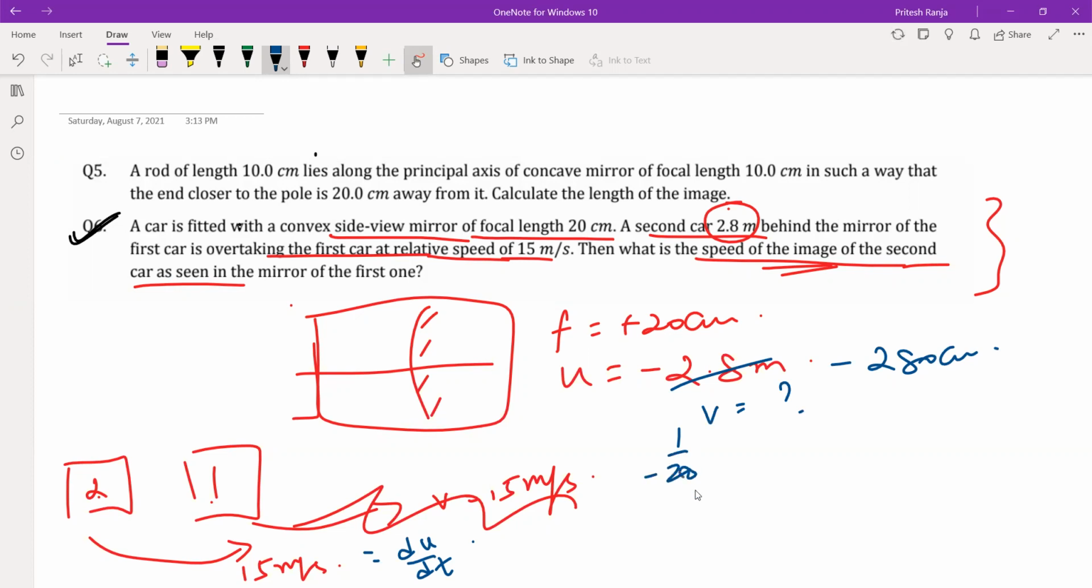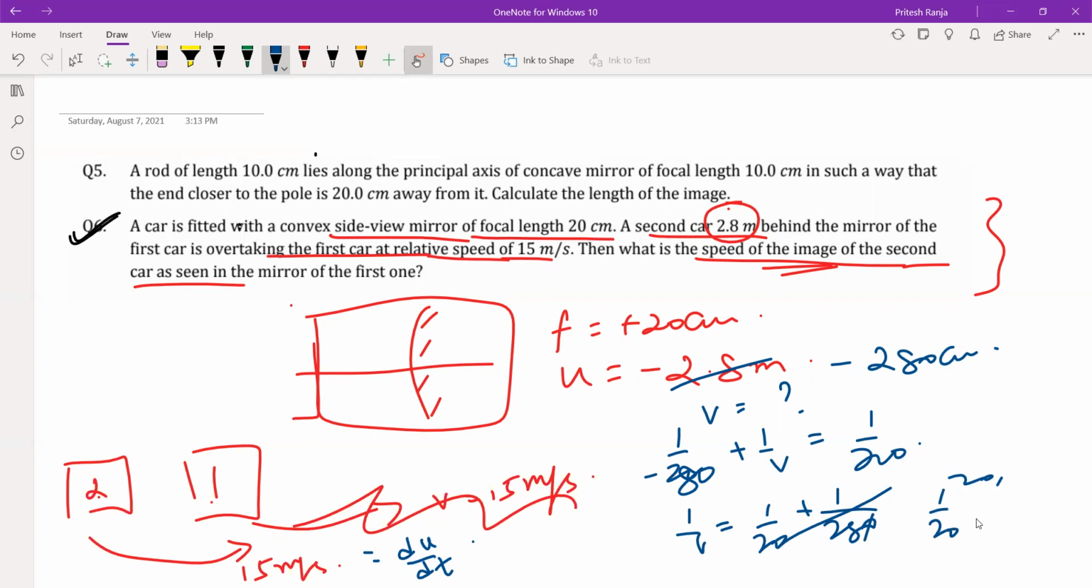So 1 by u plus 1 by v equal to 1 by f. So 1 by v will be 1 by 20 plus 1 by 280. So we get 300 by 14 here. So 15 by 14. So we get 280 by 15. That is the image distance that we get in this case.